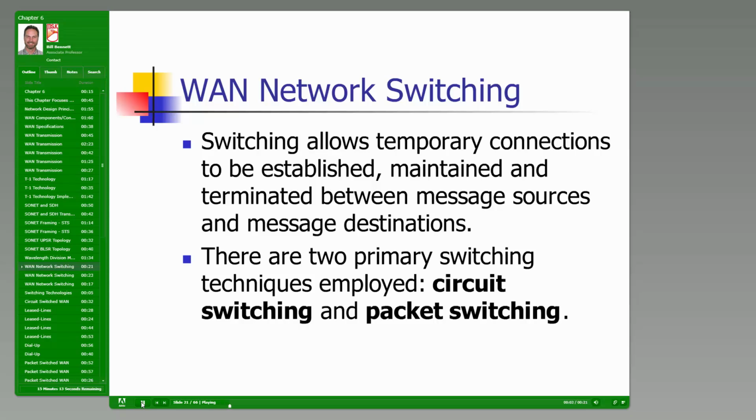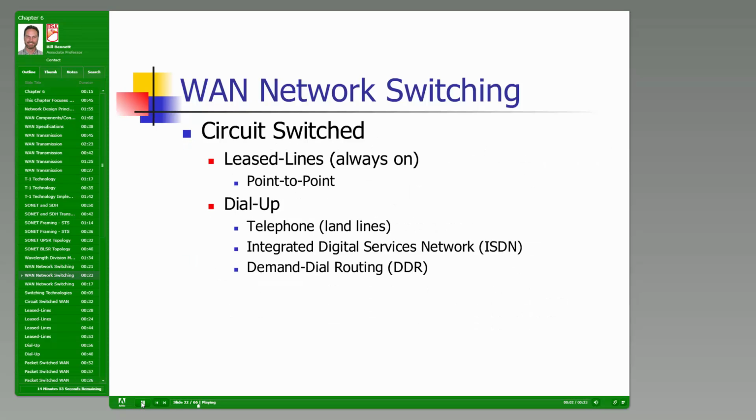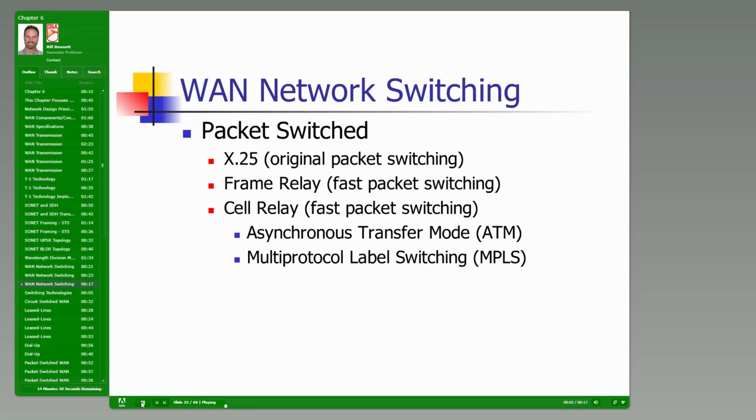Next, we take a look at switching methods, which we've covered a little bit of before. Remember that switching allows for temporary connections to be established, maintained, and terminated between message source and message destination, and that there are two primary switching techniques that are employed: circuit switching and packet switching. First, we'll be taking a look at circuit switching, which is subdivided into two categories: leased-lines, which is a dedicated always-on connection, also known as point-to-point connections, and then also dial-up, which would include telephone, ISDN, and DDR. After circuit switched, we'll take a look at packet switched, and in packet switching we're talking about technologies like X.25, frame relay, and also cell relay technologies, which would be ATM and MPLS.